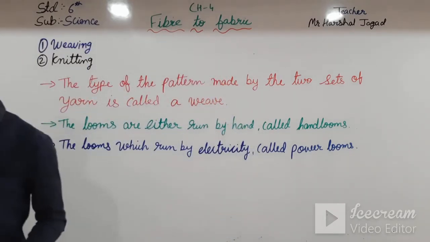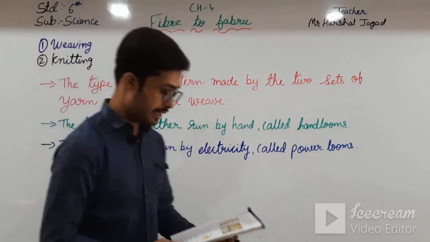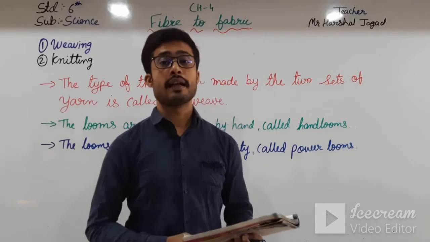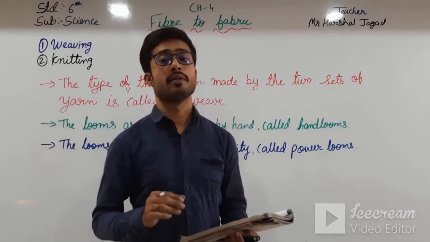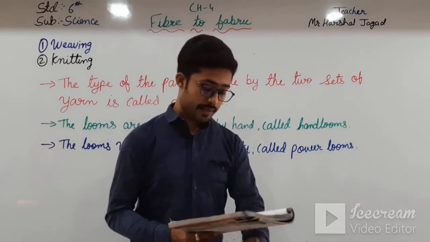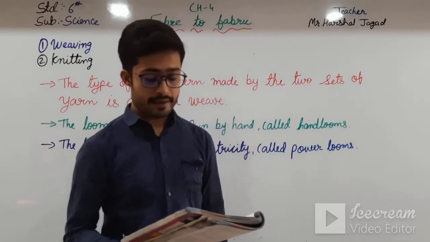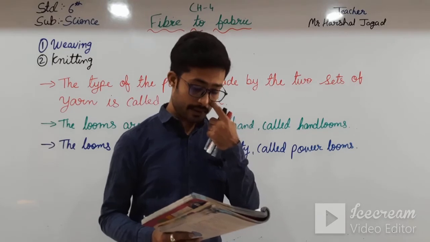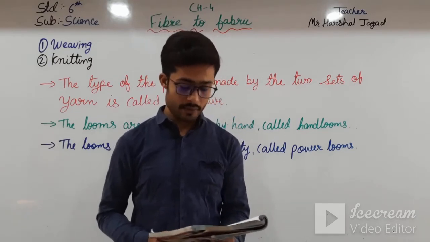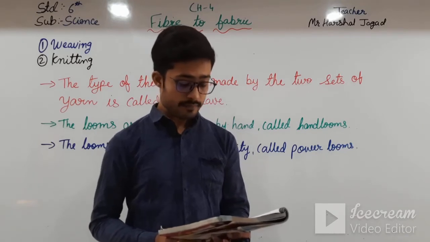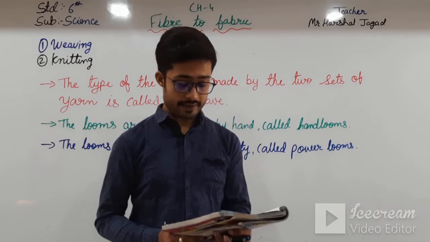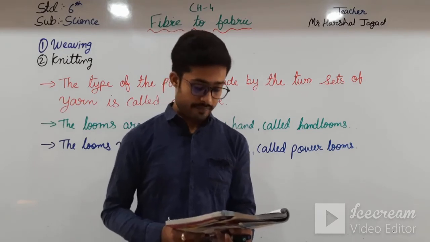See here, there is an activity given over here. Aim: to understand weaving, that is, what the weaving process is. Material needed: ribbons of two different colors, say yellow and orange, a chart paper and glue. Method: from each ribbon cut 5 strips of 25 centimeter length each.